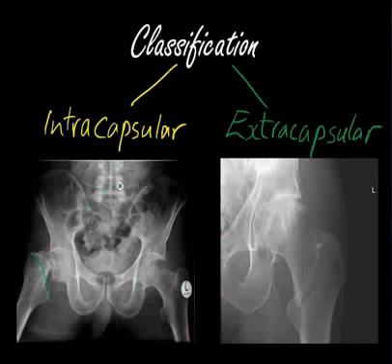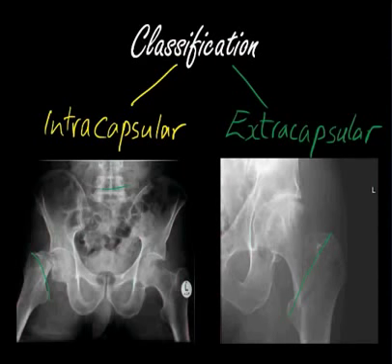So here's an example of intracapsular, and here's an example of extracapsular. As you can see that this is the intertrochanteric line, and this fracture has taken place below it. A fracture including the intertrochanteric line is also considered as extracapsular. Now, why this distinguishing point, and why does the management differ?